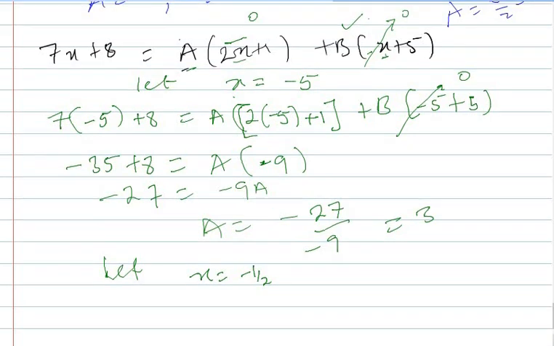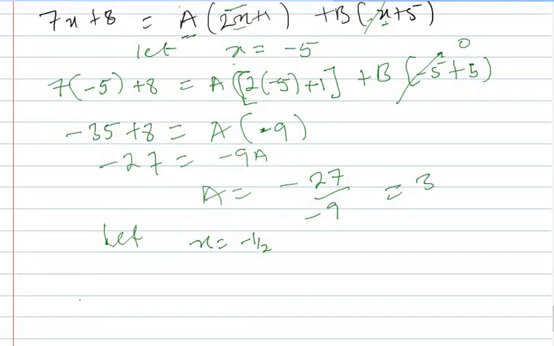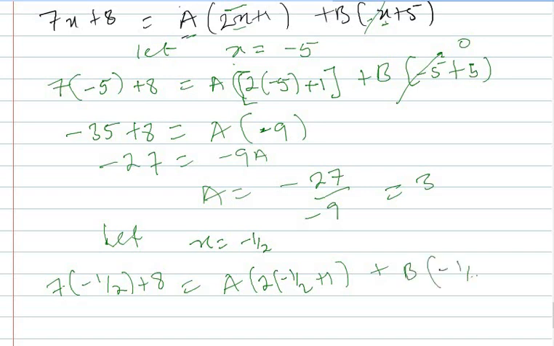So we can also say, 7x, we have 7, and then the x is minus 1 over 2, and then plus 8. Then that is equal to A into 2x, that is minus 1 over 2, then plus 1, then plus B into minus 1 over 2 plus 5. Then we know that this part is already gone.